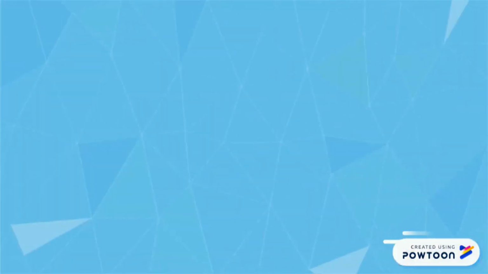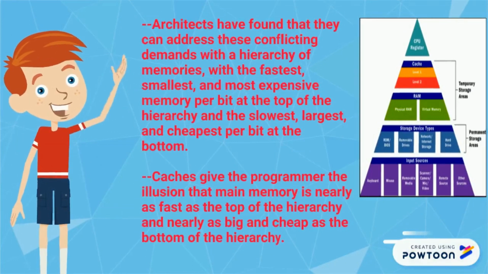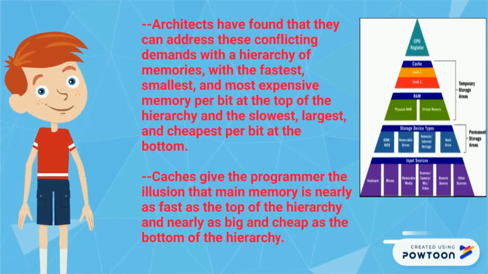Architects have found that they can address these conflicting demands with a hierarchy of memories, with the fastest, smallest, and most expensive memory per bit at the top of the hierarchy and the slowest, largest, and cheapest per bit at the bottom. Caches give the programmer the illusion that the main memory is nearly as fast as the top of the hierarchy and nearly as big and cheap as the bottom of the hierarchy.